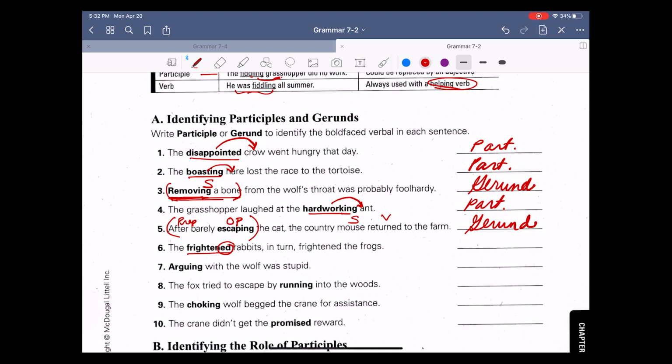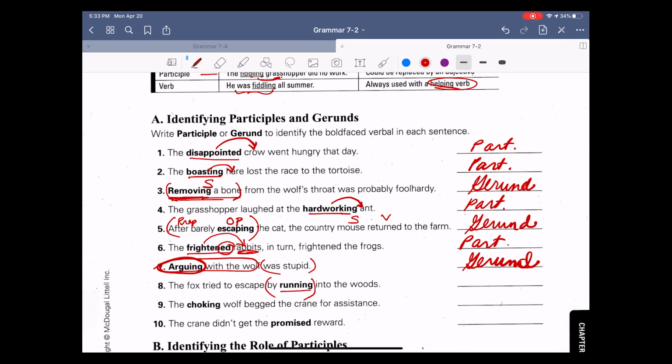It's a past participle because it ends in ed, and it's acting like an adjective describing rabbits. So number 6 is participle. Number 7, arguing with the wolf was stupid. What was stupid? Arguing with the wolf. Our gerund is arguing, and it acts as the subject of the sentence, which is a type of noun, so it's a gerund.